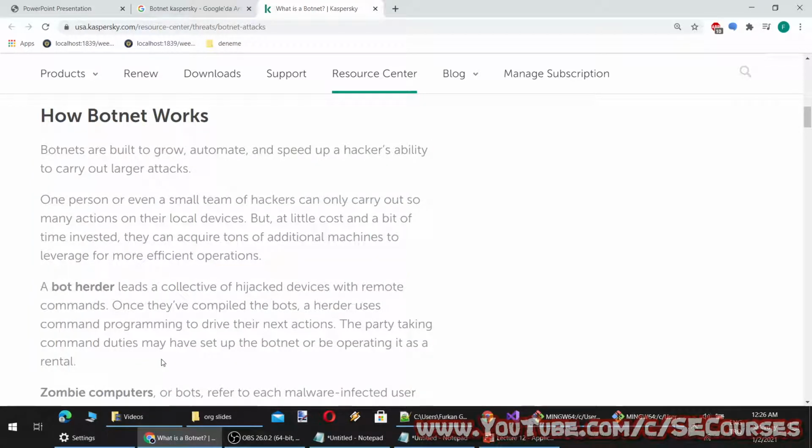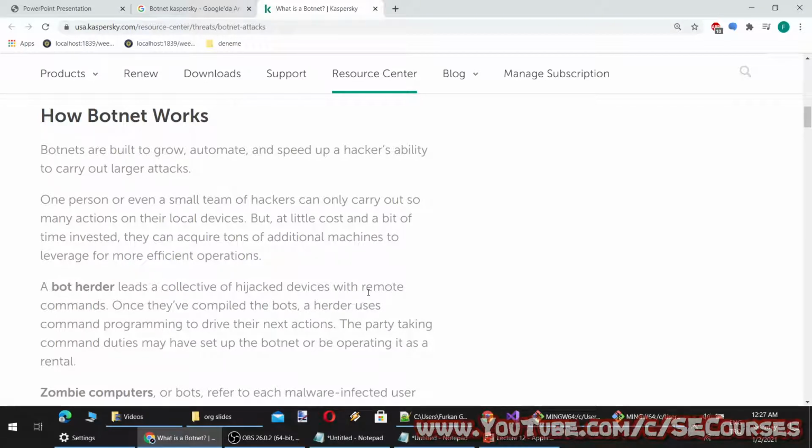Botnets are built to grow, automate, and speed up a hacker's ability to carry out larger attacks. One person or even a small team of hackers can only carry out so many actions on their local devices. But, at little cost and a bit of time invested, they can acquire tons of additional machines to leverage for more efficient operations. A bot herder leads a collective of hijacked devices with remote commands.